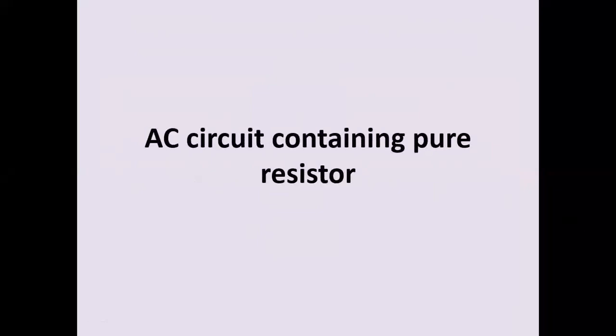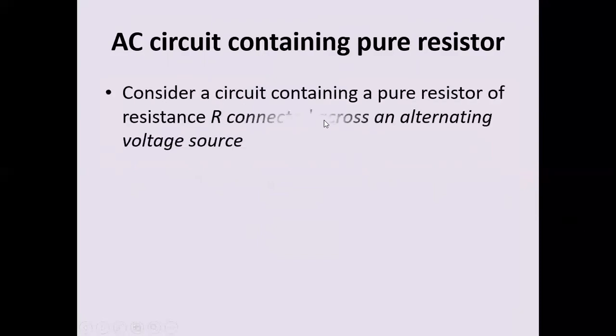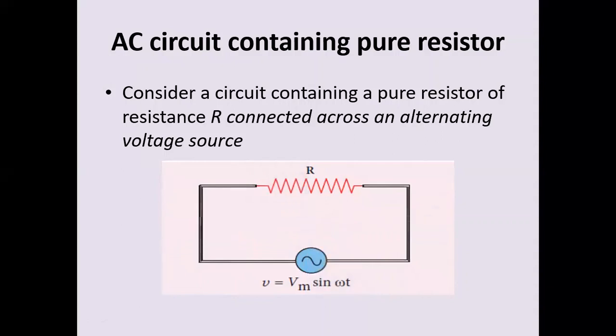AC circuit containing pure resistor. An AC circuit containing pure resistor means we are considering an AC circuit with pure resistance. Only one resistance is connected along an alternating voltage source. This is given in the circuit diagram. This is the voltage source, this is the resistance.